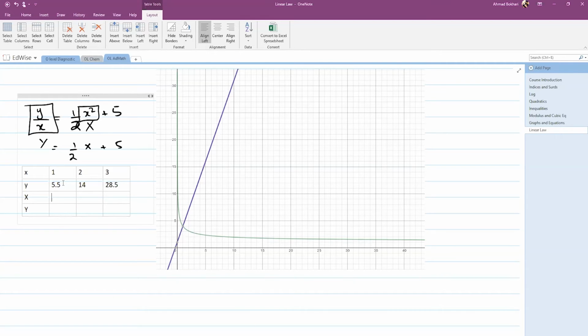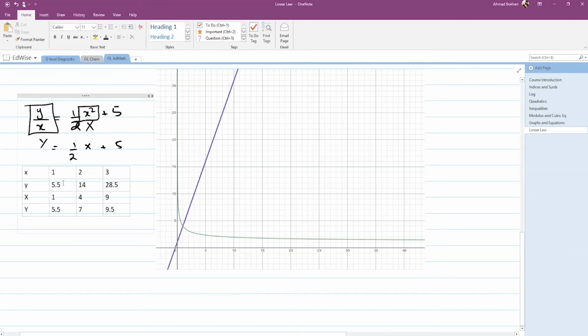Now we'll figure out x squared, which is dummy variable x. So it's going to be 1, 4, 9. And then we are going to figure out capital Y, which is going to be 5.5 here, 7 here, and 28.5 divided by 3, that's again going to be what? 9.5. So now we will draw this and we will be able to figure out whatever is happening.